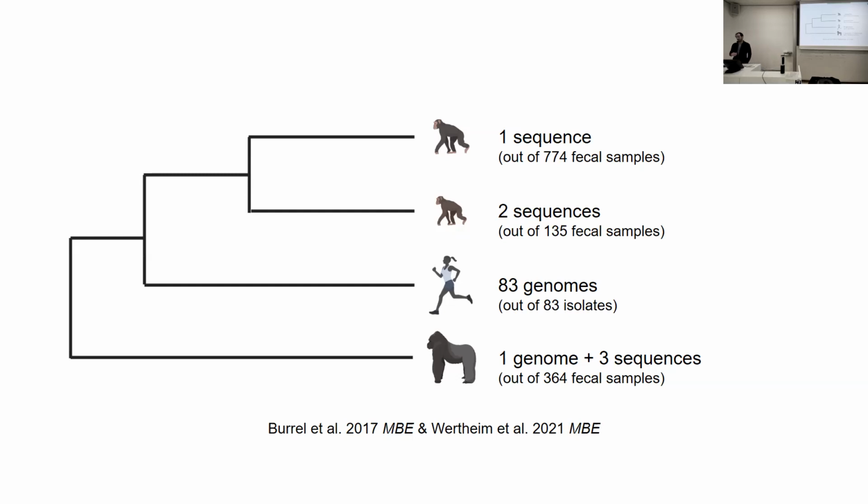And so it was a very tedious task. A very large majority of the samples were negative, but we could identify a total of 7 samples from African great apes that were positive. And from one of them, we could reconstruct the genome. It was the gorilla herpes simplex.